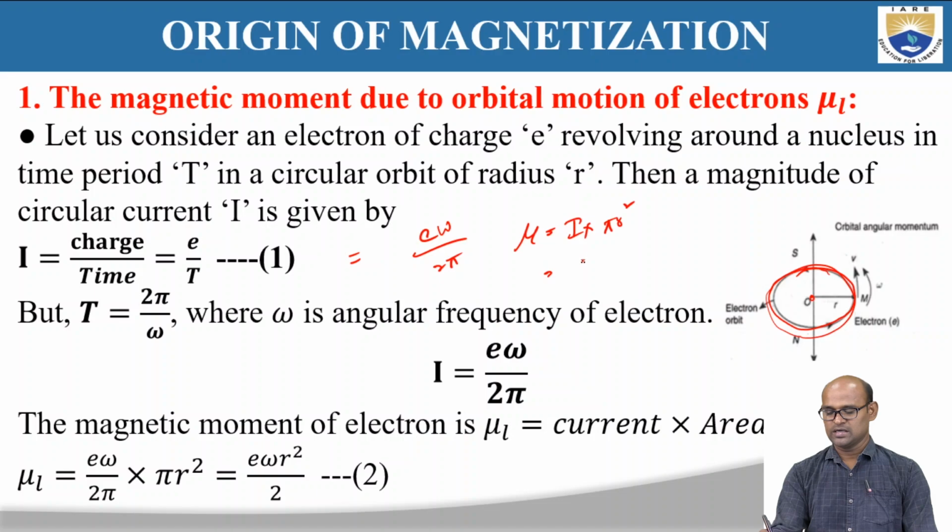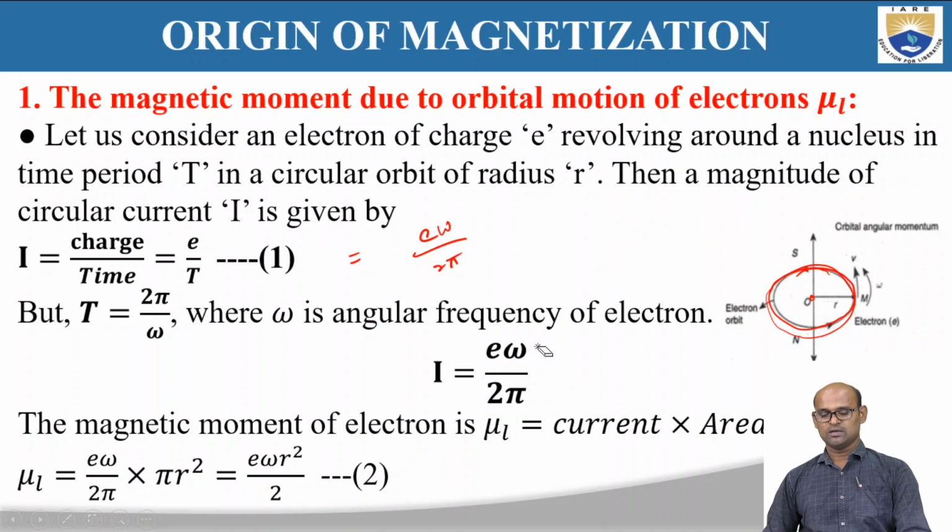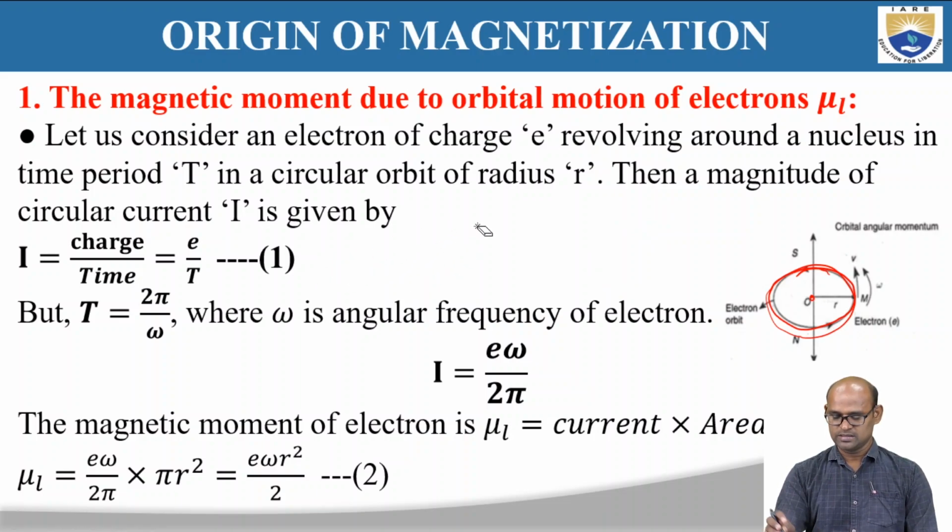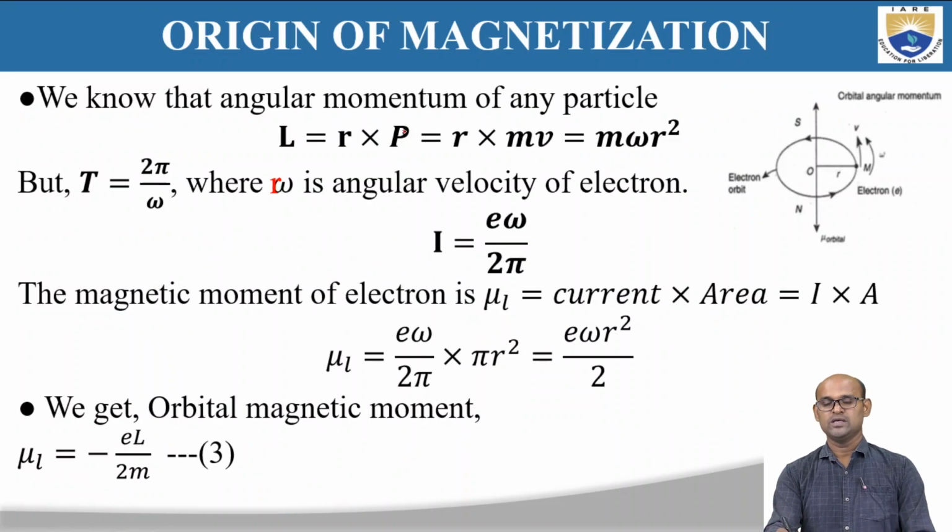So current I have got as e omega by 2 pi, and area is pi r square. For this circular orbit, pi cancels out. I get this equation: e omega r square by 2. Okay, so I know the angular momentum of a charged particle L is r cross p. P is momentum, so I write it as mv, and then I write velocity as r into omega. So when I substitute r omega, I get m omega r square.